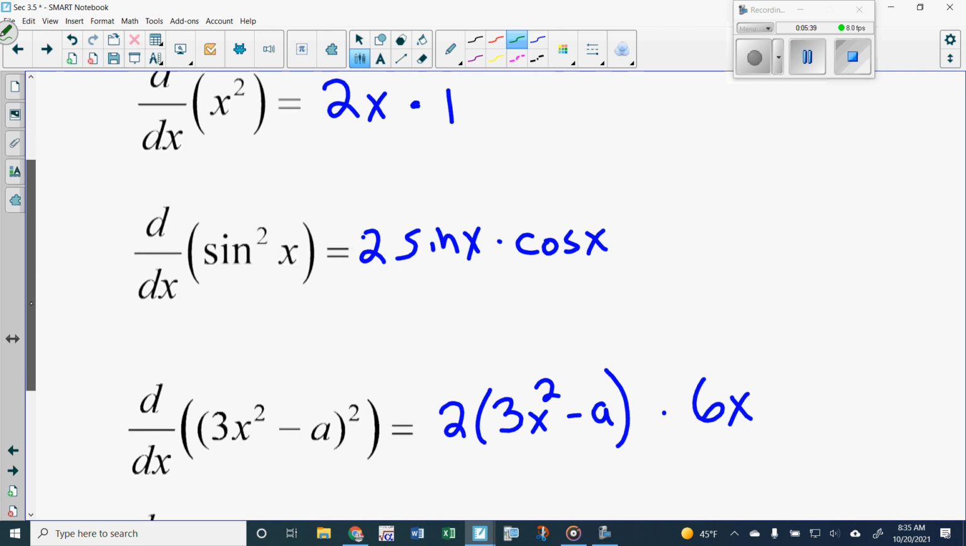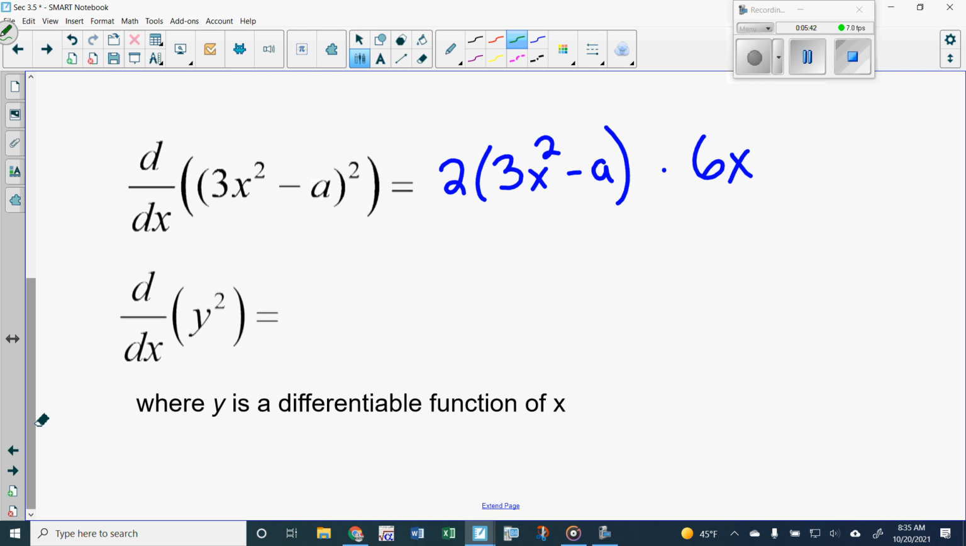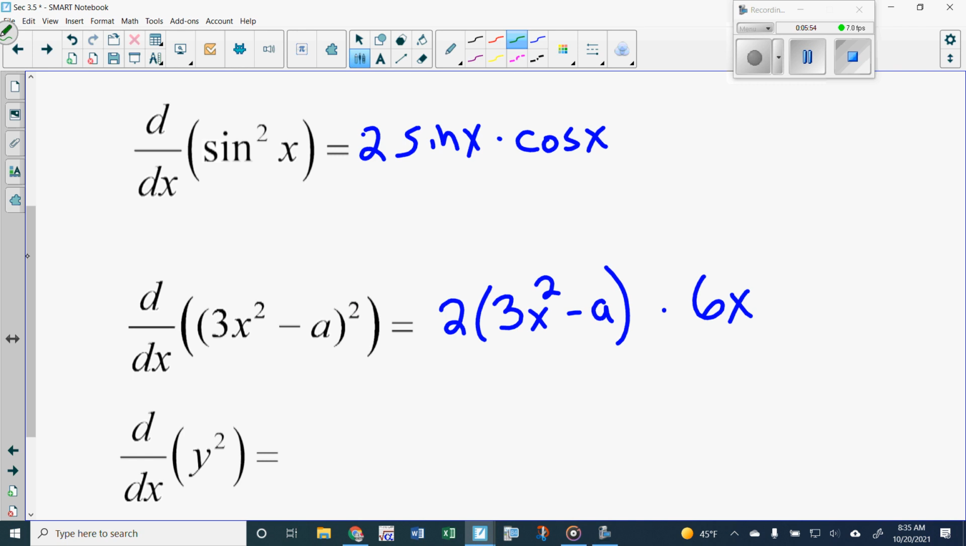So let's say I want to find the derivative of y squared, where y is some function involving x's. Let me show you what that means. Up here, y is sine. Here, y is 3x squared minus a, right? So anything that's squared, where you have some inside part, is always going to have this form. So my derivative will be 2y times whatever the derivative of y is.